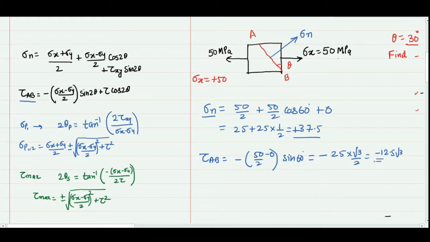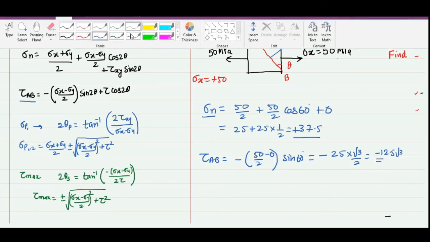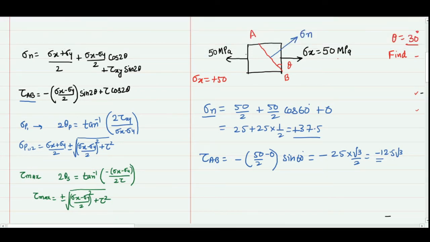It is negative, and we have seen that if the shear stress is counterclockwise it is represented by the positive sign. So here it is negative, that means my arrow will be on the downward side. So this is the representation of my shear stress on AB. Please remember, if the arrow is downward, it represents the negative shear stress. If it is upward, it will represent the positive shear stress.